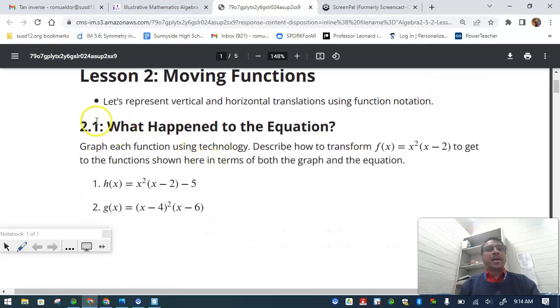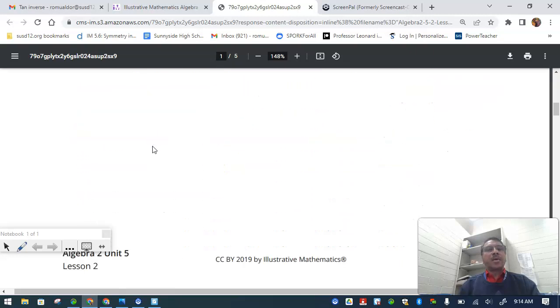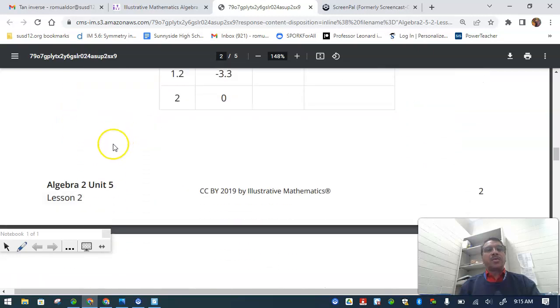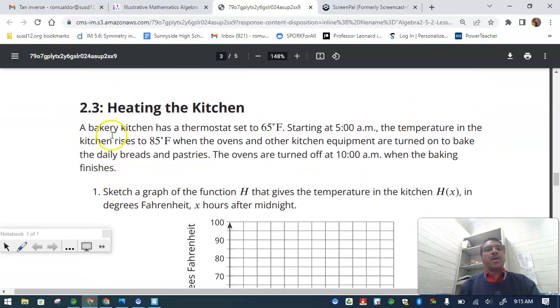Lesson number 2, Unit 5, and the learning target was: let's represent vertical and horizontal translation using function notation. In the last video we did tasks 2.1 and 2.2. So today I'm going to show 2.3. Now, 2.3 is about heating the kitchen.